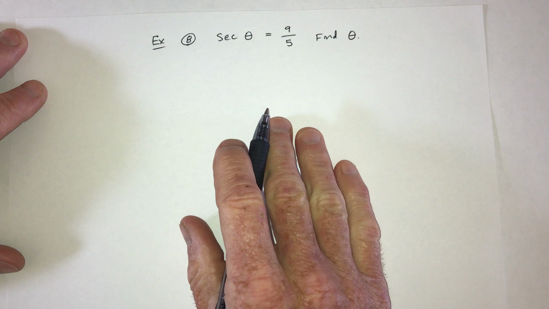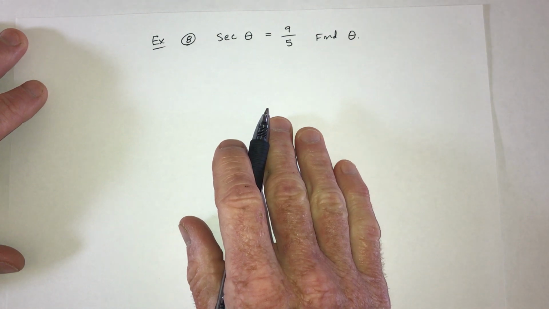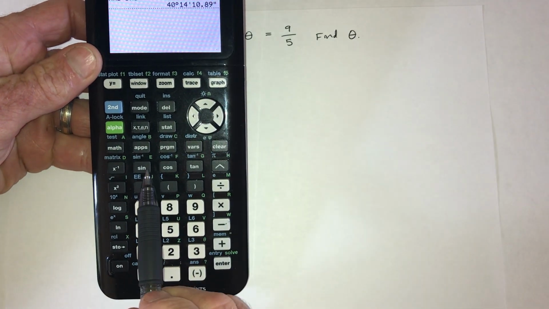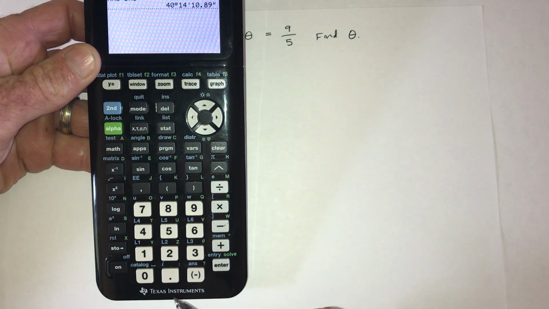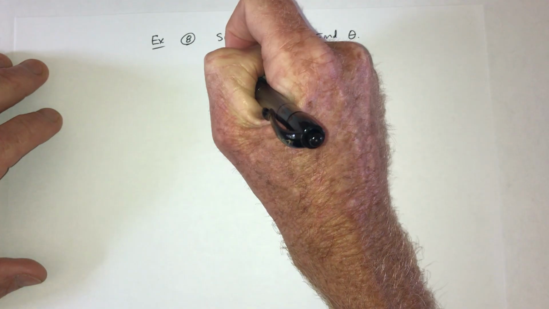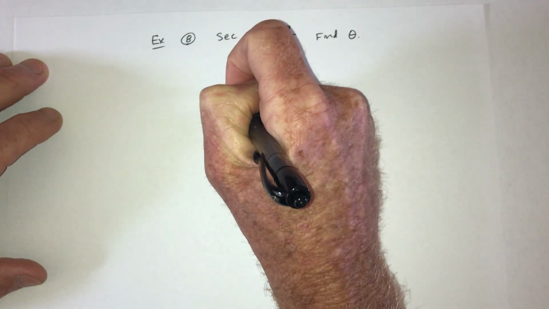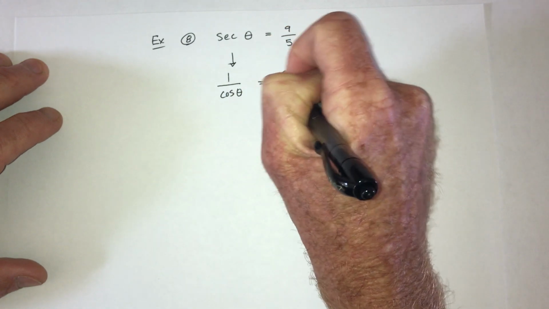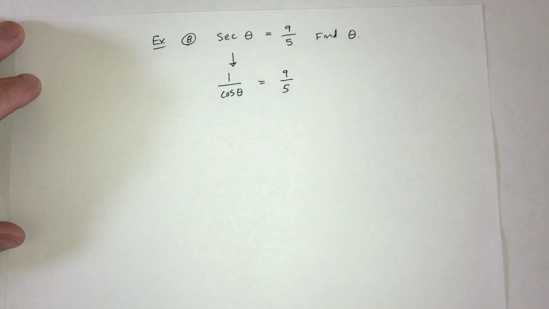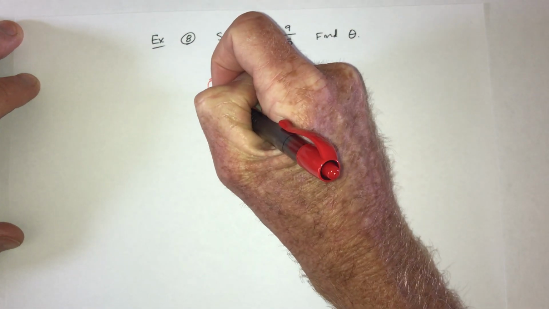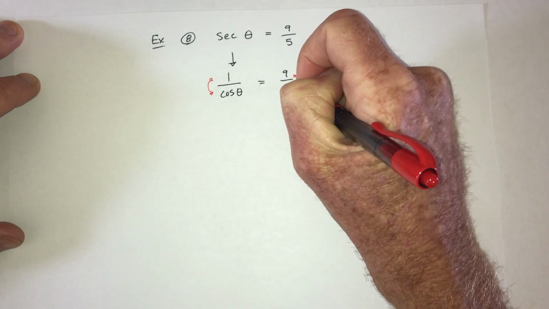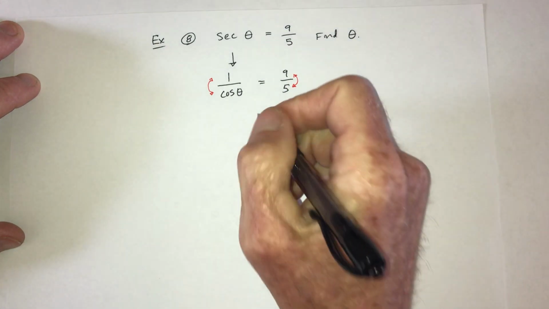So how about this? Secant theta equals 9/5 and then solve for theta. Well, as you know, this calculator only has sine, cosine, and tangent. It does not have secant, it does not have secant inverse. So the first thing that we need to do is change this to be 1 over cosine. Okay, that's the identity for secant. Now, invert this side so it becomes cosine over 1. But if you invert one side, you need to invert the other side, so the right side will become 5 over 9.